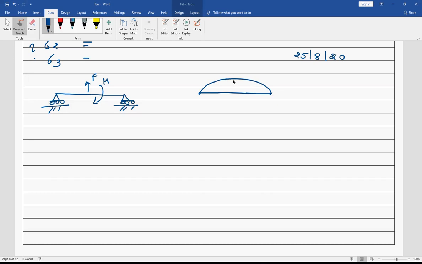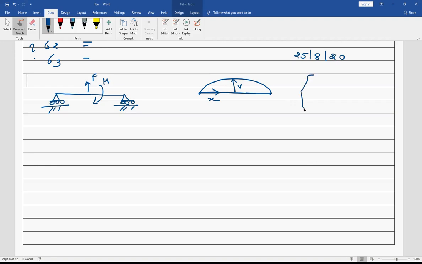Okay, now this vertical deflection I denote with the help of V. So I'm not using Y, and for a direction I am using X. So X is the direction and V is the vertical displacement. This is what I'm going to get.